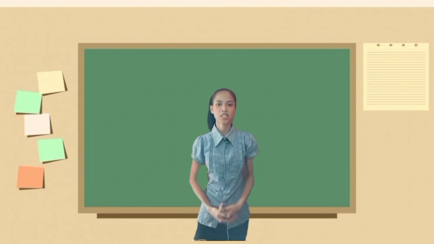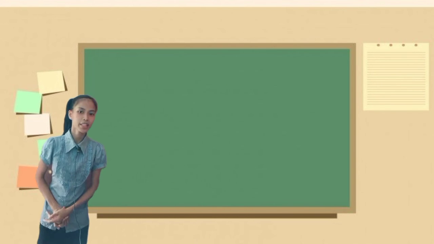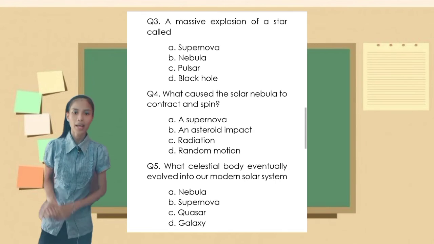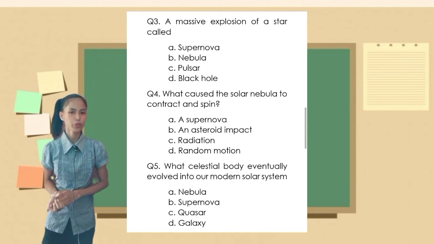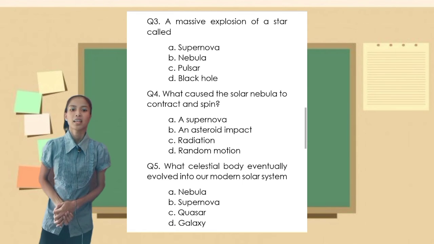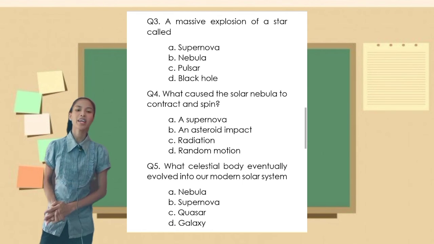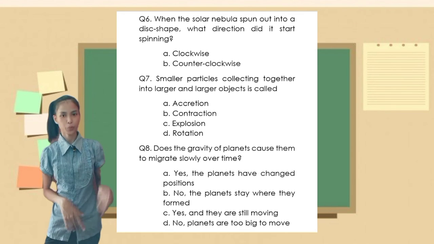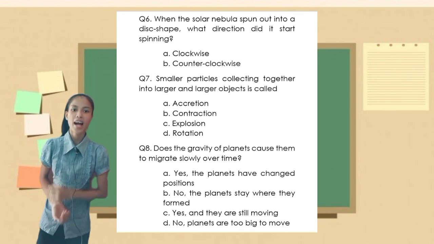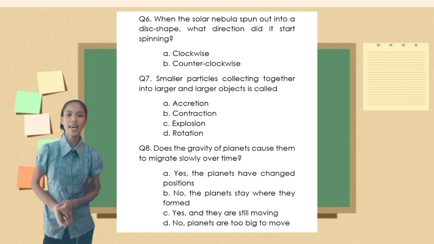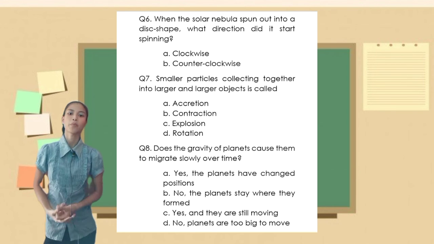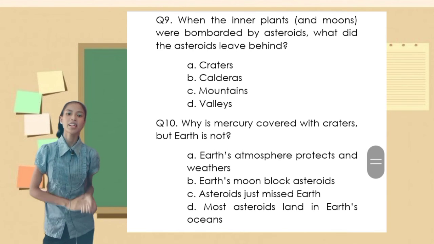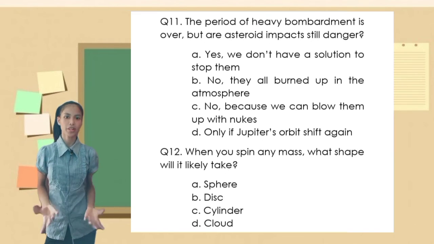Okay, let's check your answers. Answer number 1 is letter A, which is 4.6 billion years. Number 2, A, nebula. Number 3, A, supernova. Number 4, supernova again. Number 5, yes, nebula. 6, letter D, which is counterclockwise. 7, A, accretion. 8, C, yes, and they are still moving. Number 9, A, craters. Number 10, A, Earth's atmosphere protects and weather.